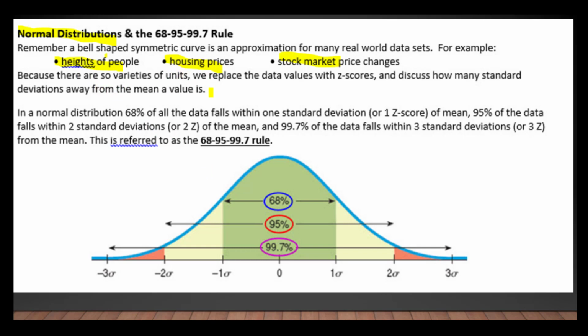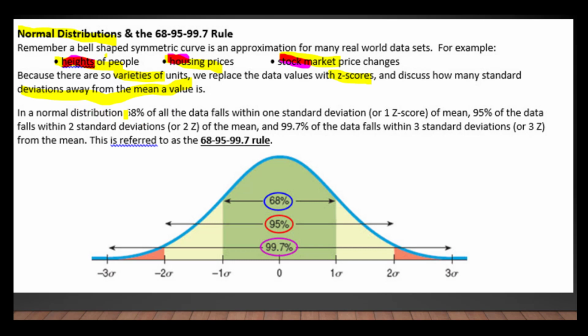There are so many varieties of units, right? Heights of people is inches and feet. Housing prices is dollars. SAT scores would be just a numerical value. Stock market prices is in dollars. So there's a lot of variety of units. So a lot of times we'll replace the data values with z-scores and discuss how many deviations away from the mean the value is.